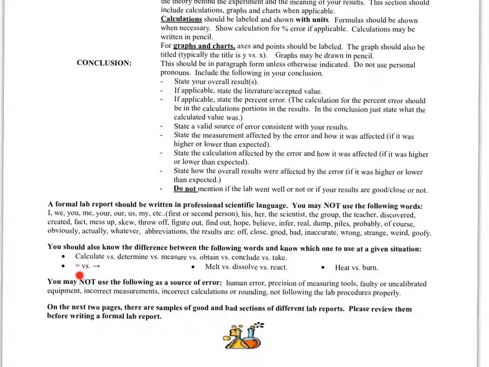Be careful when we do chemical reactions, equal sign versus an arrow. Be careful with the words melt versus dissolve versus react. If I put some magnesium in HCl and it looks like it disappeared, it did not melt, it did not dissolve, it reacted. So be careful with the wording there. And then heat versus burn. If you heat up some water, you just boil it, it's still water. But if you burn a piece of paper, then it turns into something completely different. So be careful of those words as well.